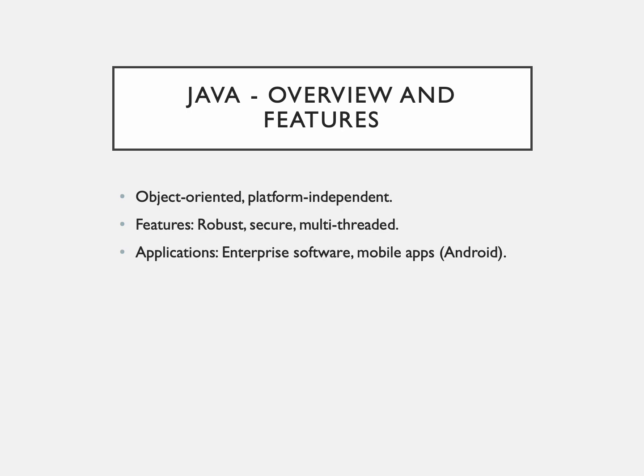So, it is an object oriented platform independent programming language. It was developed by Sun Microsystems and officially released in 1995. Java follows the philosophy of write once, run anywhere, which means code written in Java can run on any device that has the Java virtual machine. So, this feature makes Java highly versatile and suitable for cross platform development. Its design is based on the principles of simplicity, security, and portability.